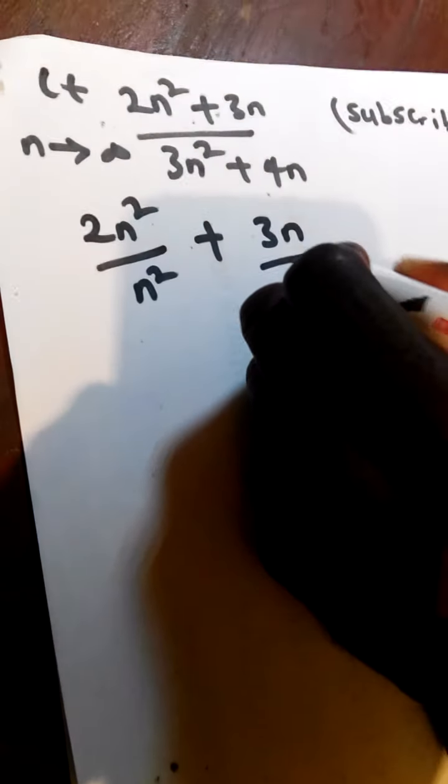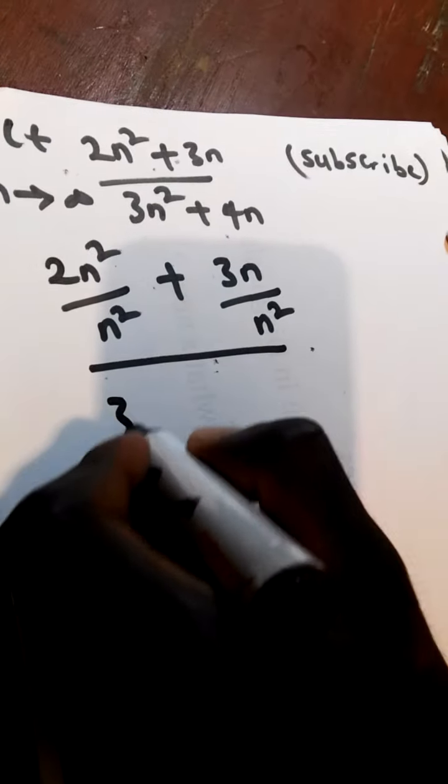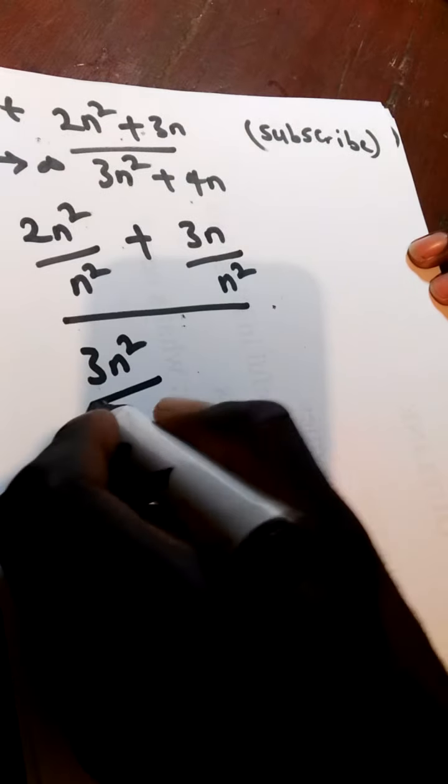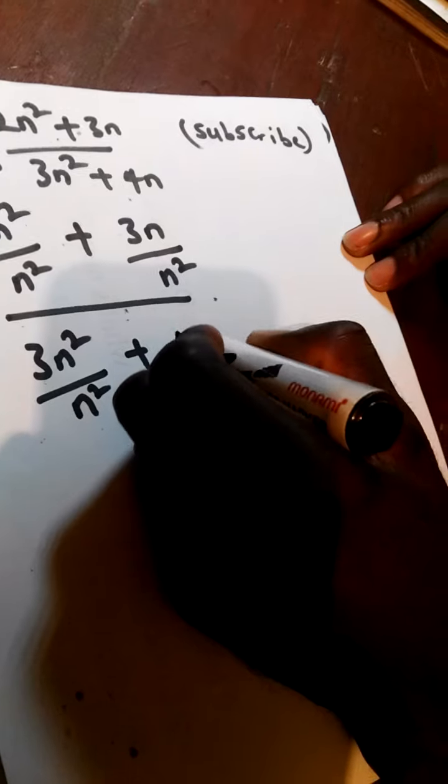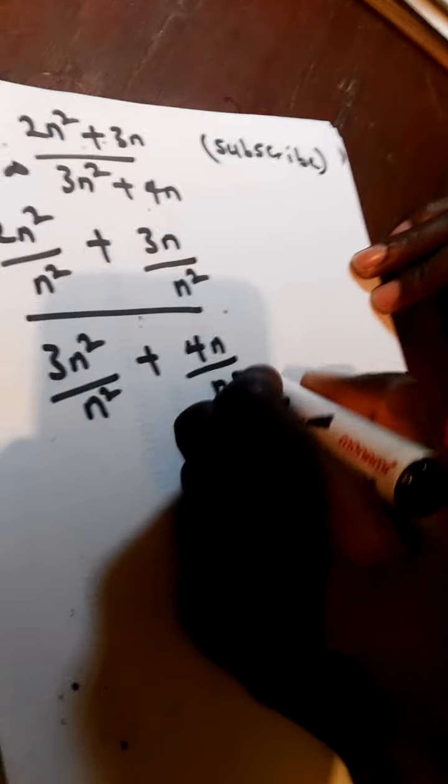Now, see what I'm going to do. 2n squared all over n to the power of 2 plus 3n over n to the power of 2, all over 3n squared all over n to the power of 2 plus 4n all over n to the power of 2, dividing through by the greatest power. Now, see what I'm going to do next.